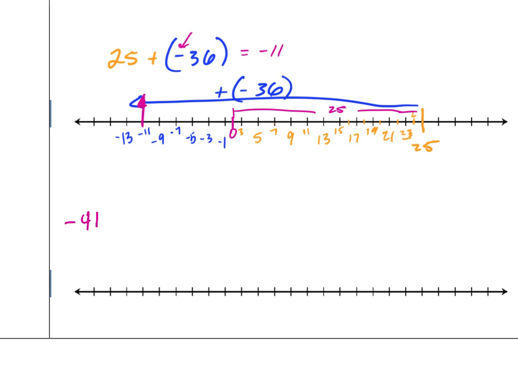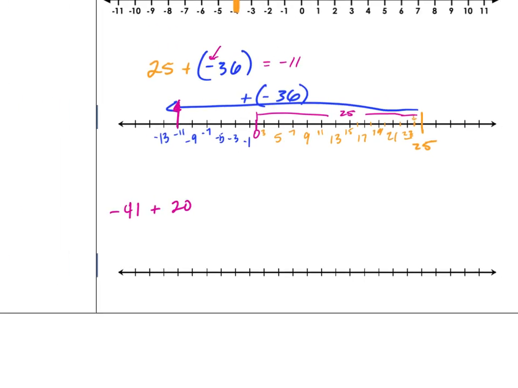So if I take this one and if I had negative 41 plus 20, okay, what that means is I'm starting at negative 41. I'm going to go to the right 20 because I'm adding a positive. So I'm going to start at negative 41, and then I'm going to go to the right 20 because this is increasing because I'm adding a positive. And I think it's really important to understand that 0 is all the way over here to the right.